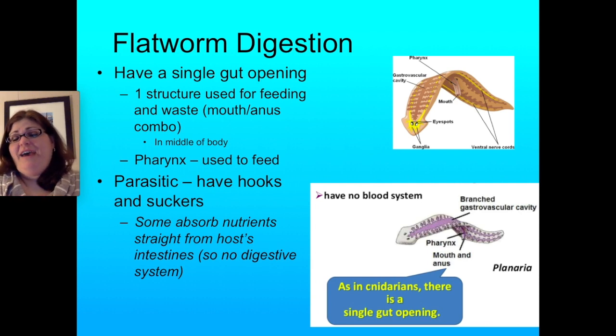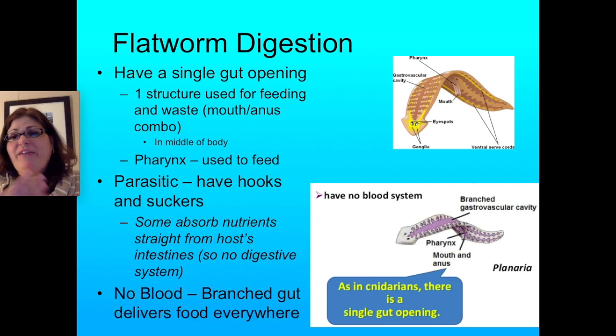Almost all flatworms have guts, but there are some that completely lack a digestive system at all because they are able to absorb nutrients that are already digested. So if you live in the intestines of something, in a place where the job of the intestines is just to absorb the nutrients from already digested food, then you don't need to have your own enzyme producing structures. You just need to also absorb the nutrients.